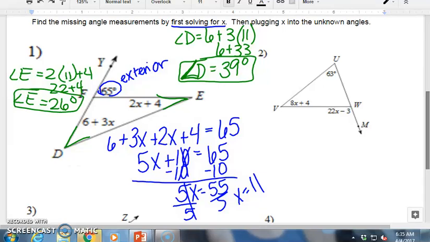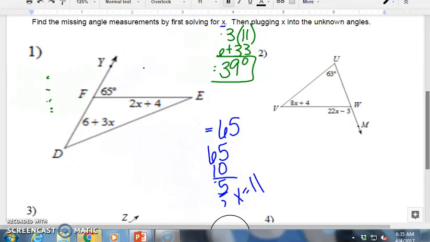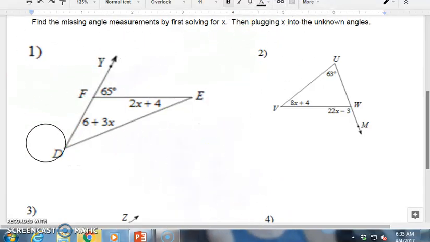All right, let's try another one. I'll try to take it a little bit slower on this second one. All right, so here is my exterior angle. Angle W is the exterior angle, okay?